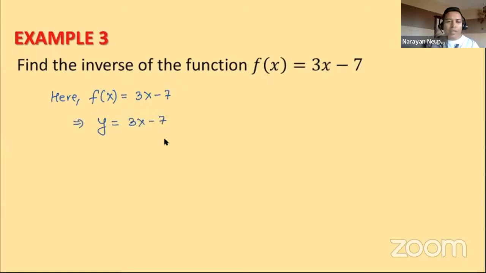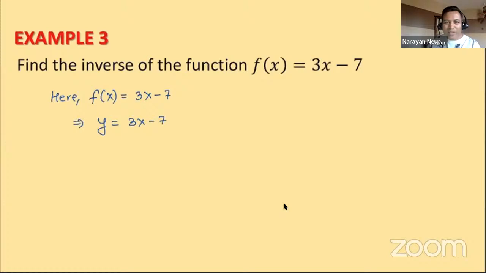Now, because we are asked to find the inverse function, we have to perform a special procedure in order to find the inverse. If you know that, please send your comment in the chat on how we can do this. Let's see.